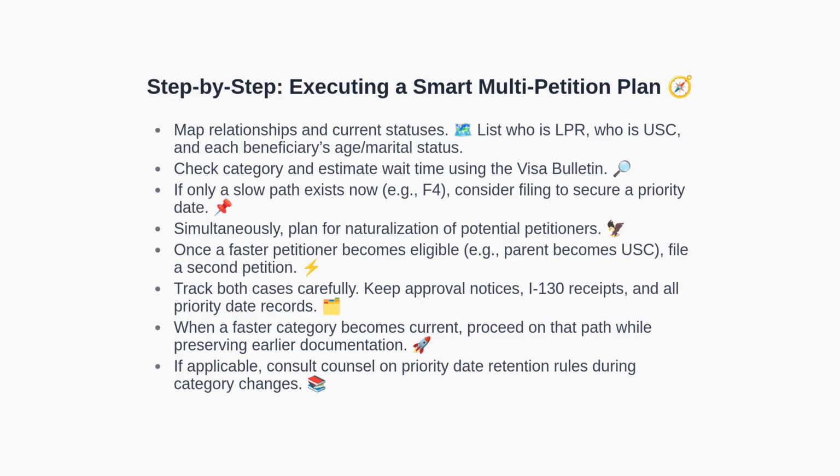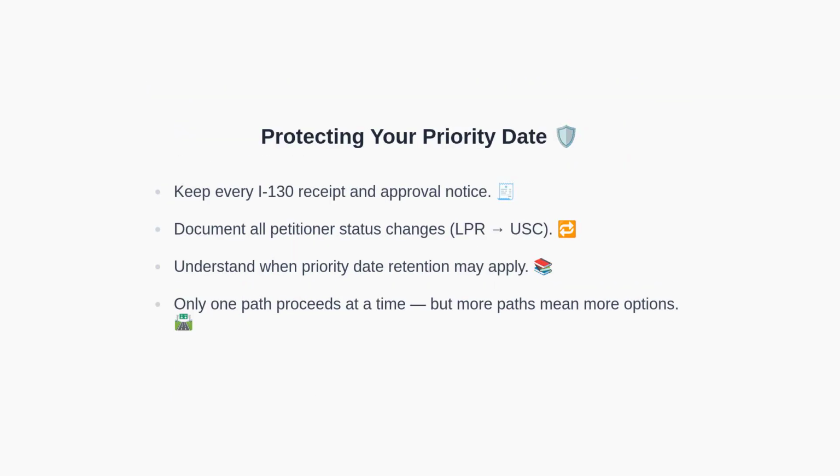Now let's focus on protecting priority dates. Priority dates are the lifeblood of family-based immigration timelines. Protect them by keeping every I-130 receipt and approval notice. Document status upgrades, such as a petitioner naturalizing from lawful permanent resident to U.S. citizen. Learn the rules regarding priority date retention when categories convert or when a new petition is filed. In limited scenarios, earlier priority dates can offer advantages. Remember, although you can have multiple petitions, only one category with current visa availability will proceed at any given time.